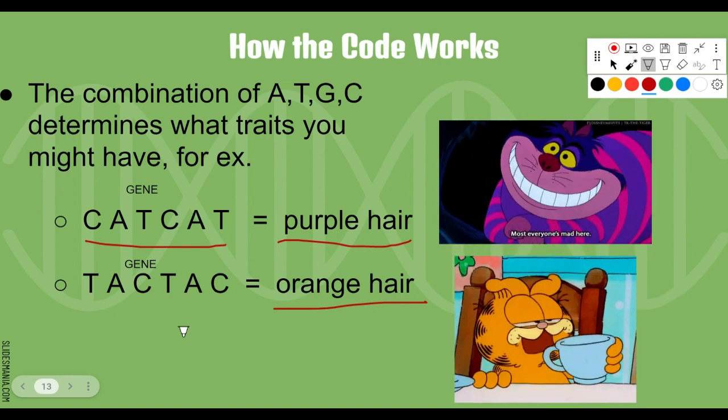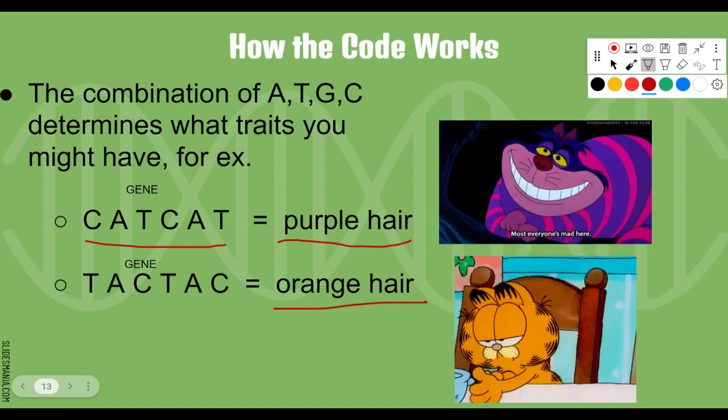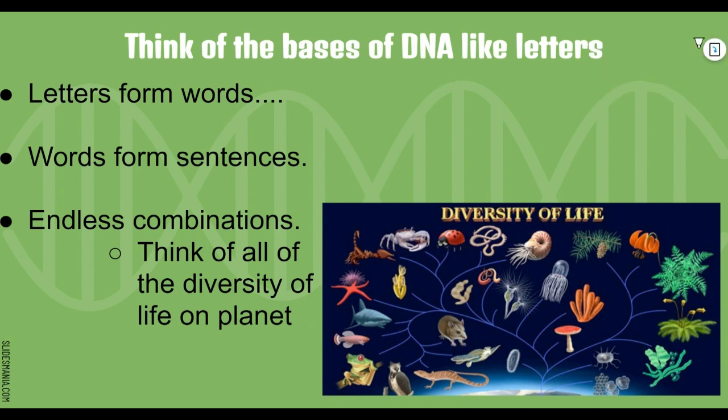So all those combinations of A's, T's, G's, and C's lead to all of the diversity that you have on Earth. Think of the bases of DNA like letters. Letters form words and words form sentences, and there are endless combinations. And this is what I was just saying: think of all the diversity on the planet, all of these different organisms, from microscopic ones to ladybugs, worms, mollusks, and even humans. Everything that makes us different is just because we have combinations of these letters right here: A's, T's, C's, and G's.